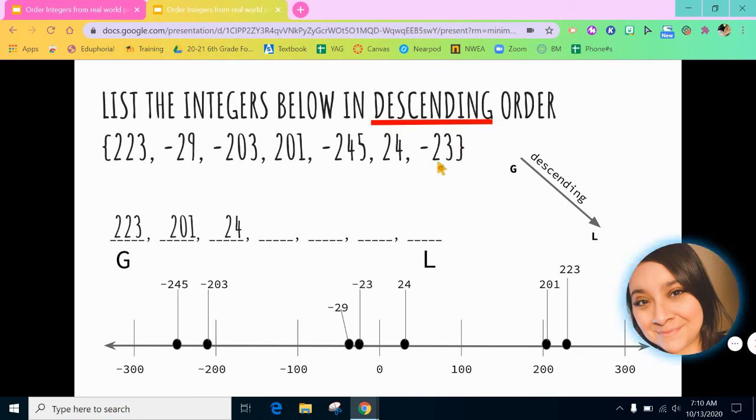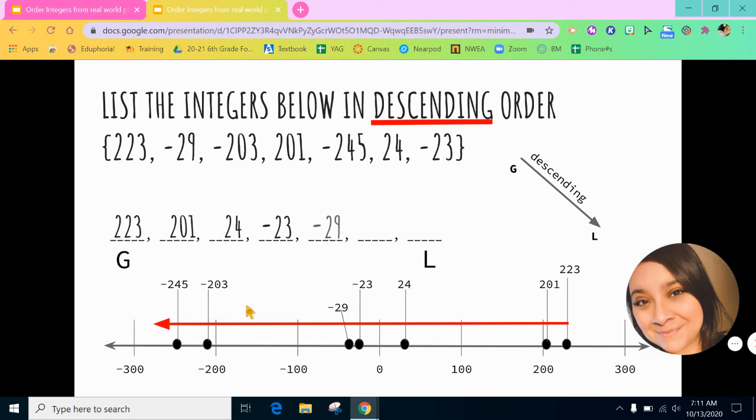So now when I'm going in descending order, descending is going down. So I'm going to start with my greatest values and I'm going to move to the left. So I already have 223, 201, and 24. So my next value would be negative 23, negative 29, negative 203, and then negative 245. And that's it. So a number line is extremely helpful when you're putting integers in order.